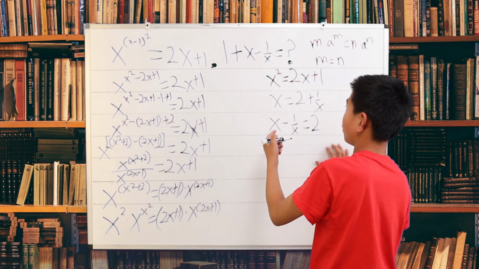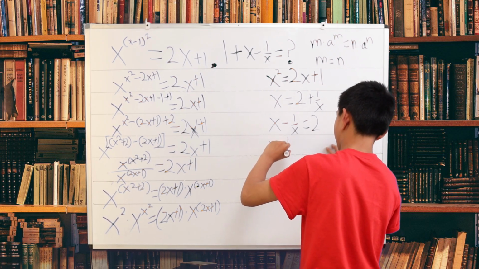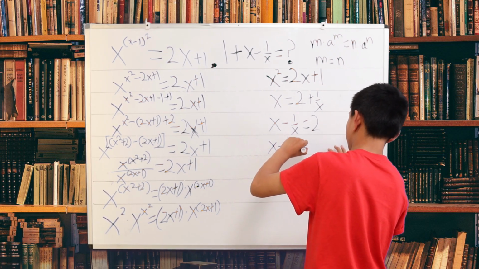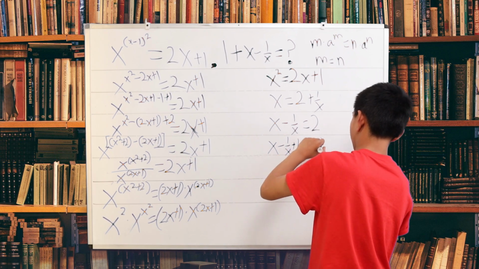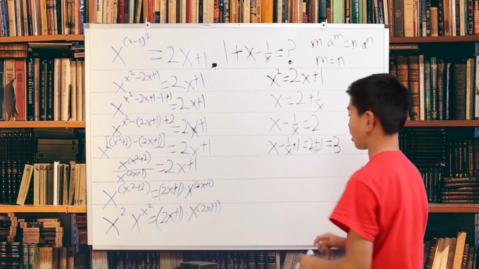And we add 1 to both sides to get this. So x minus 1 over x plus 1 is equal to 2 plus 1, or I'll just write here, or 3. And that is our answer.